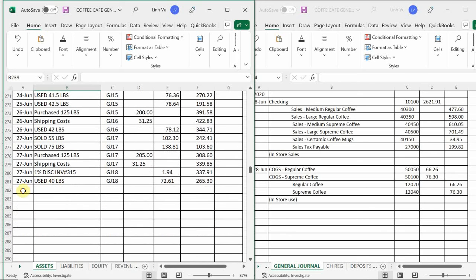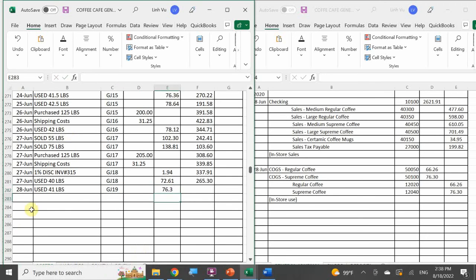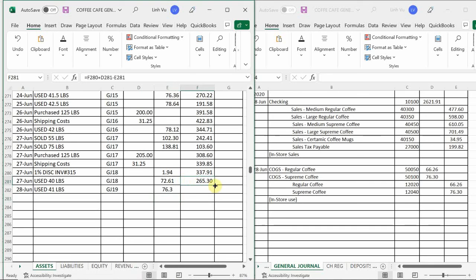Last one here. We use 41 pounds on page 19, 76.30. That gives us $189 even. Yes, which we know, right? We had 100 left in our inventory at $1.89.